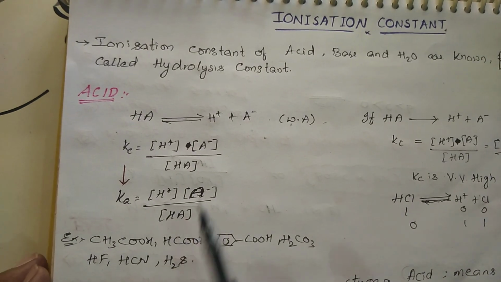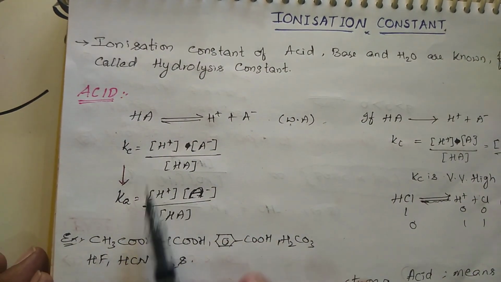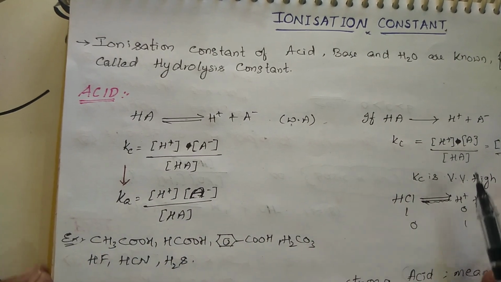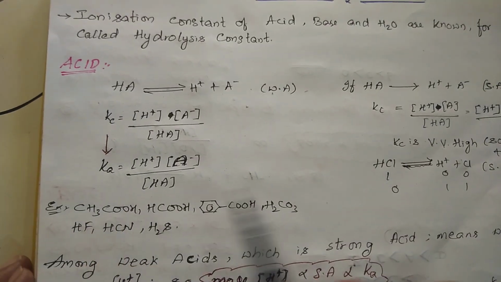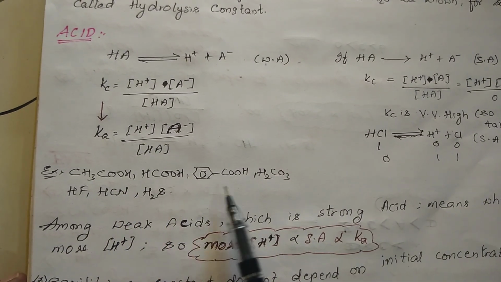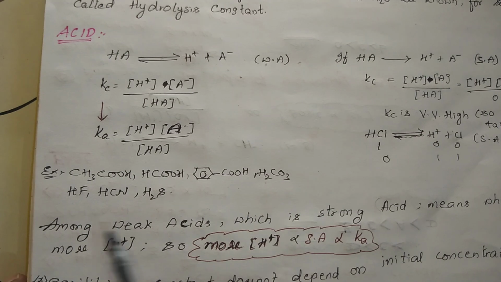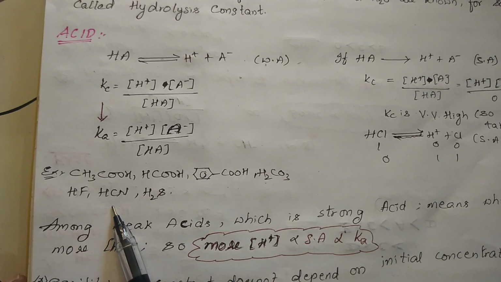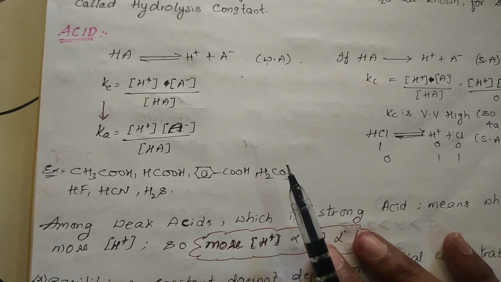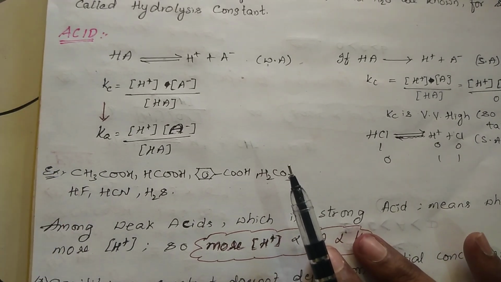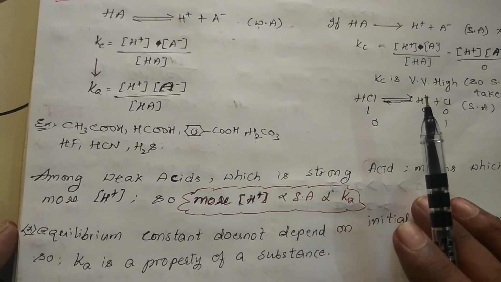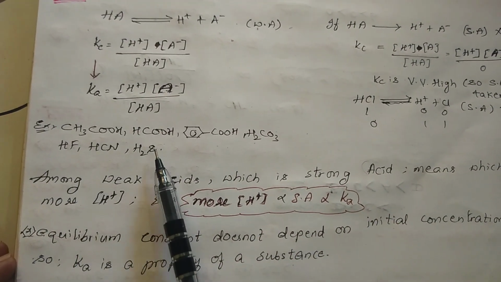Suppose you go for weak acids, you will get the equilibrium and equilibrium constant. If it is an acid, you will write in this pattern. Suppose this is a base, we will deal with that. Examples of weak acids are acetic acid, formic acid, benzoic acid, carbonic acid, hydrofluoric acid, hydrogen cyanide, hydrogen sulfide. You should remember these, because you can't do the experiment again and you can't see whether the electricity is conducting or not. So you should remember all these examples.